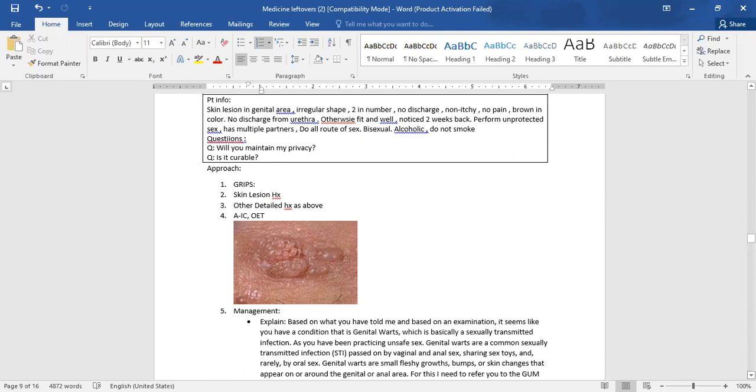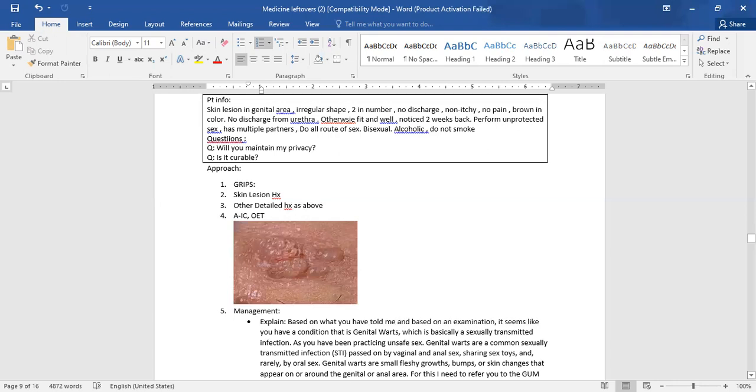So in this scenario, the patient has presented with a lesion. Take the history of the lesion. Where is the lesion? How many lesions are there? What is the color of it? Is it growing under the skin? Is it growing over the skin? How is its margin? Is there any discharge or any bleeding coming out of it? Is it itchy? And is it getting bigger in size?